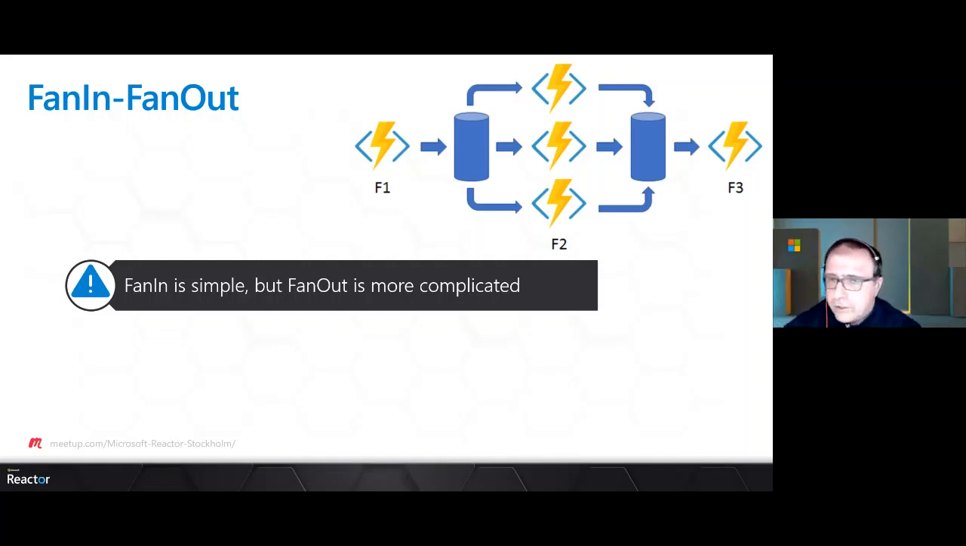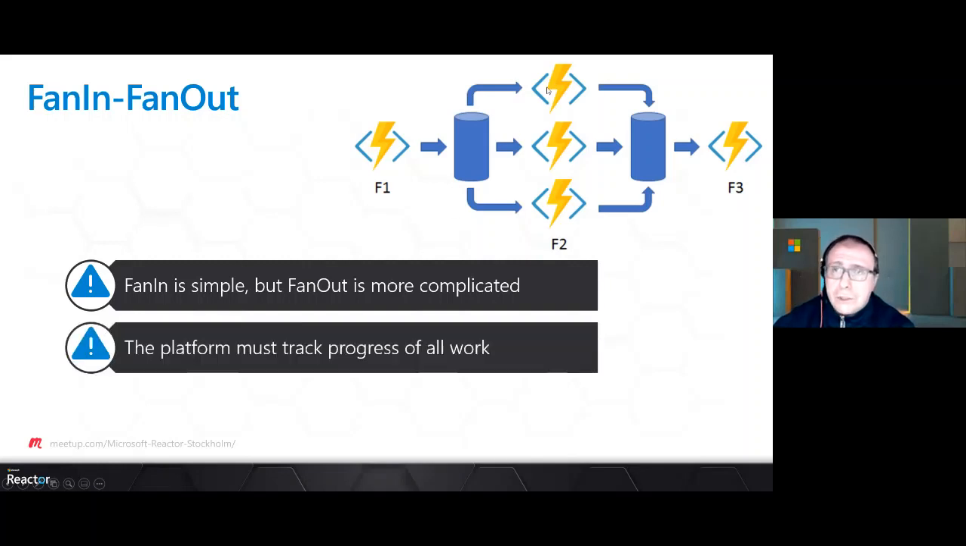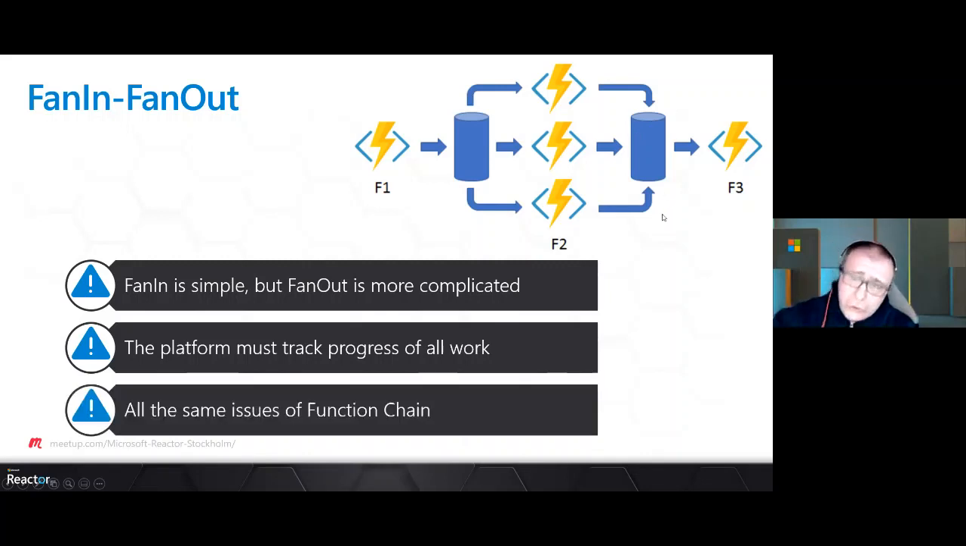But Fan-in is not simple, because you need to wait for all the functions. You need to wait until all the F2 instances are finished. So it's not simple to implement Fan-in using a standard Azure function. And you need to track the progress of each F2, because you need to start F3. You need to aggregate the data at this point and start F3. And then you have all the problems of the previous scenario. So remember the queues, the name of the queues, the context, the error.